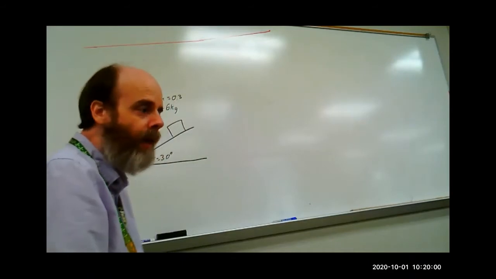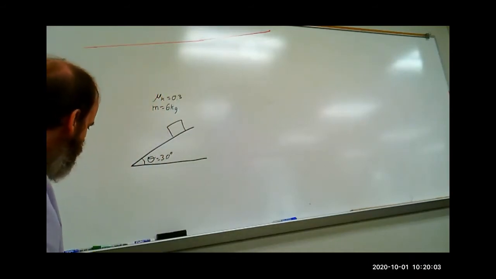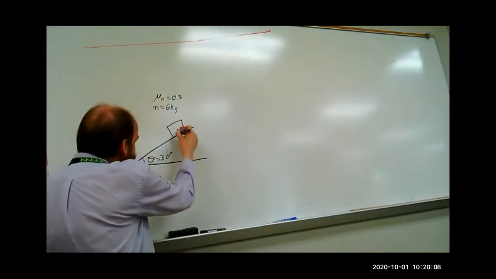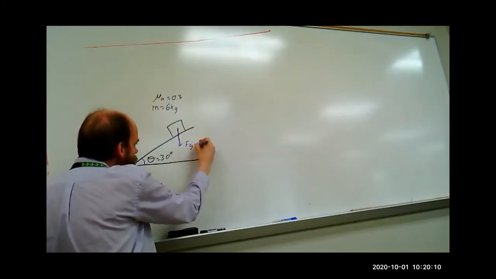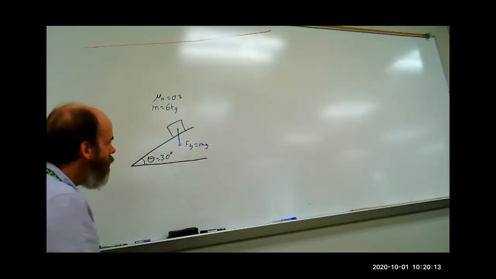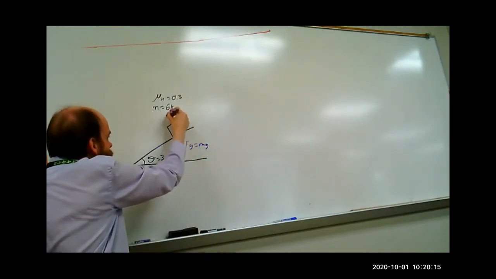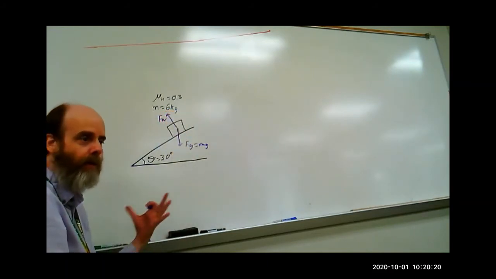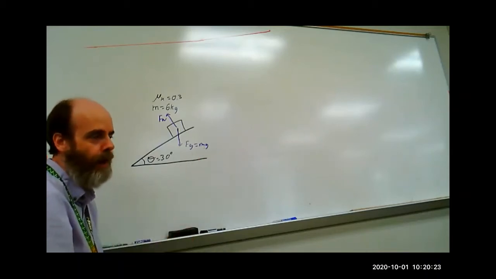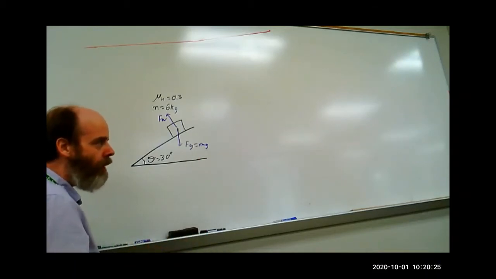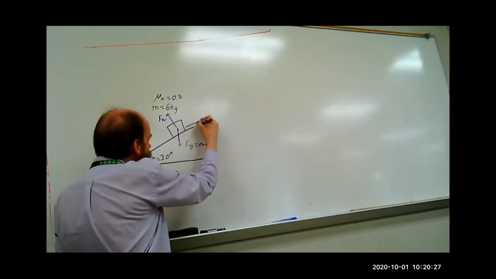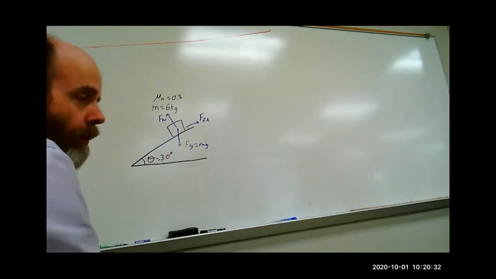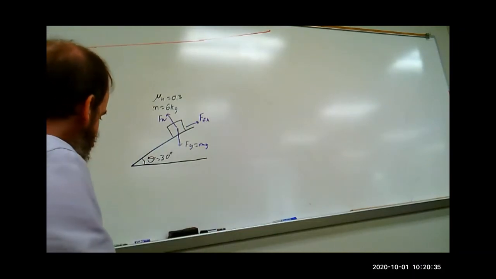So what are the forces acting on this box? Well, we have force of gravity, which is mg. We also have the normal force. And since it's sliding down the incline, there's going to be force of friction up the incline, in the direction opposite to the direction of motion. So we're going to have this force too, force of friction kinetic.